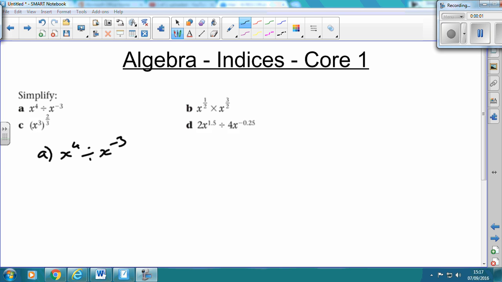Okay, thanks boys and girls, and we're on to the second video now on this algebra. So if we have a look at question A here, and this is all about indices, which is very much similar to the stuff that we were doing earlier.